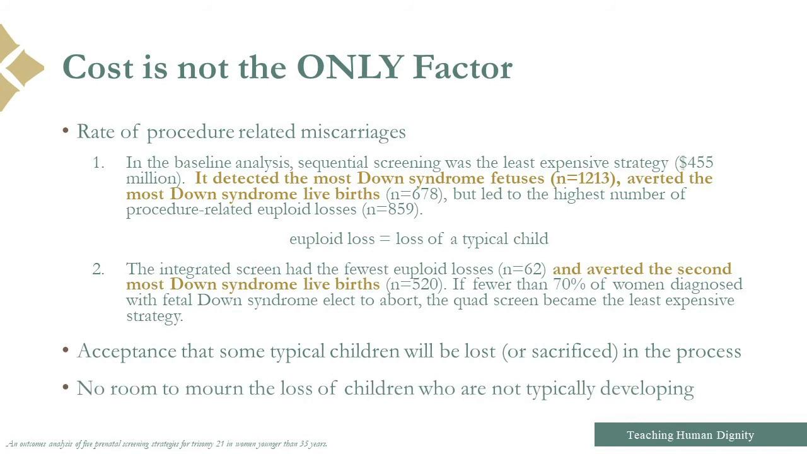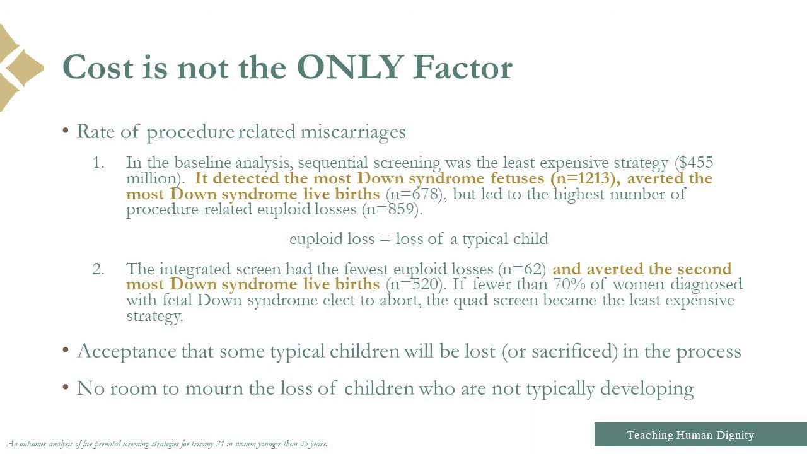Second, there is no room here to mourn the loss of children who are not typically developing. For example, in this example, the number of children with Down syndrome lost through miscarriage is not even reported. I was looking one day to see if I could find any critiques of this model as a way of assessing prenatal screening protocols. There is actually somebody who is critiquing these. His name is Brian Skotko, and I'm going to talk in a minute about his work.